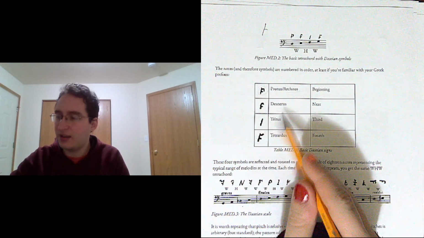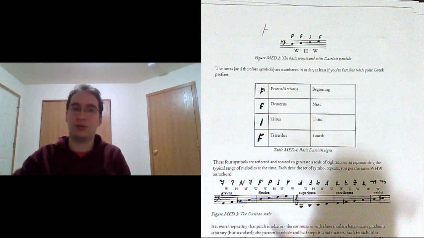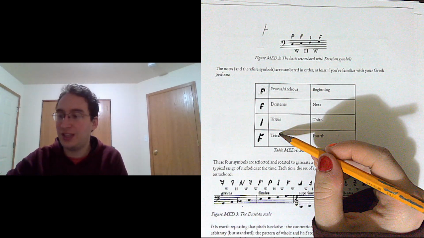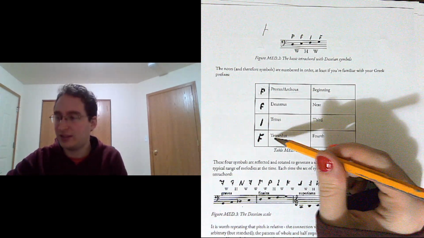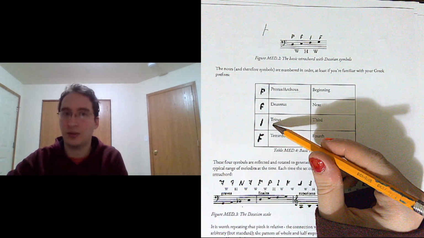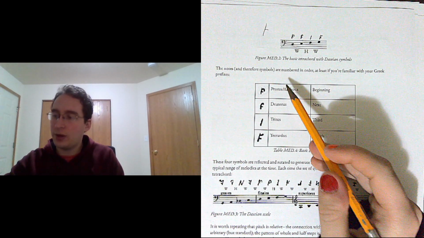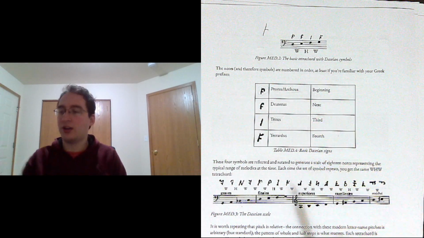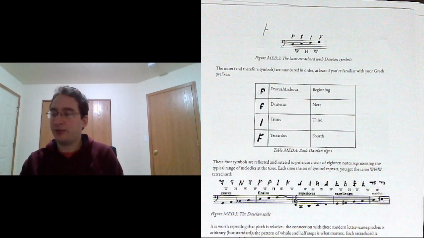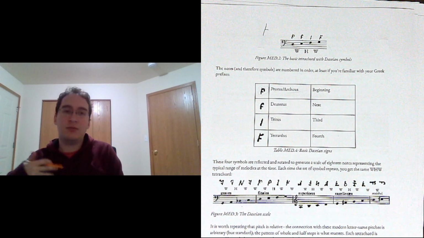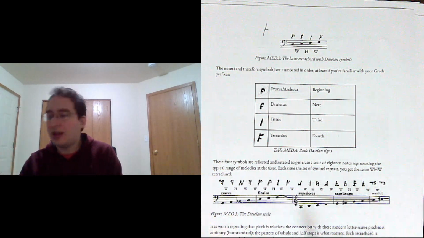Then you have this kind of upswing for the tetrardus, or fourth. If you think about a tetrahedron that has 4 sides, that's the same prefix. Think about a tricycle, 3 wheels, third, that kind of thing. So you have the protus, deuterus, tritus, tetrardus. These 4 symbols are reflected and rotated to generate a scale of 18 notes. I was right on the previous page. Excellent. That had all the notes that you would find in melodies at the time.